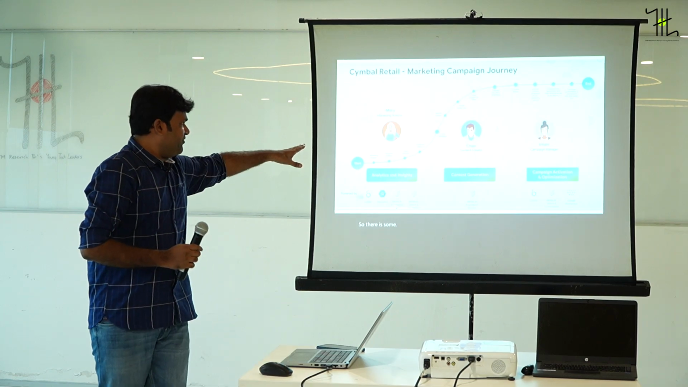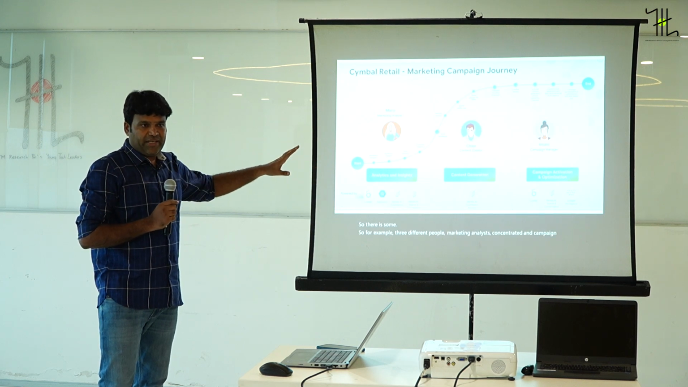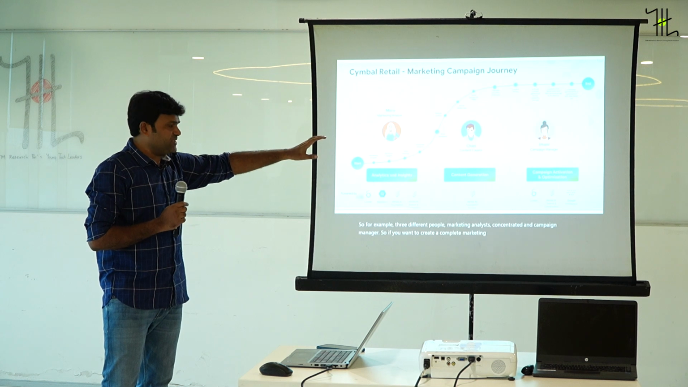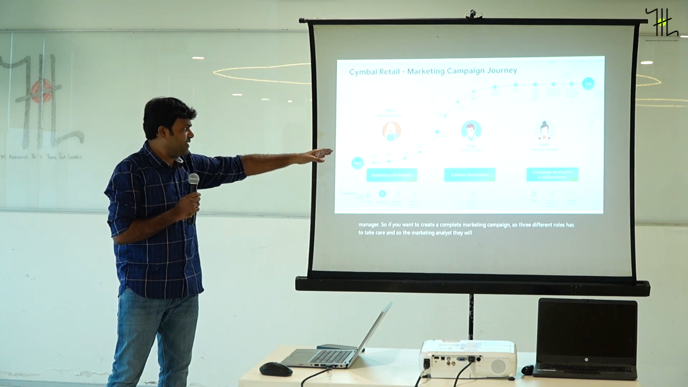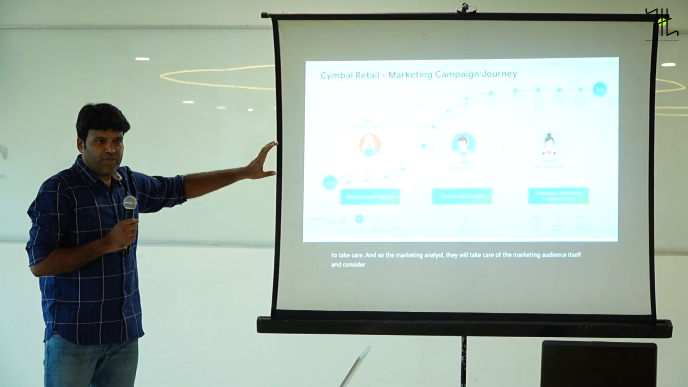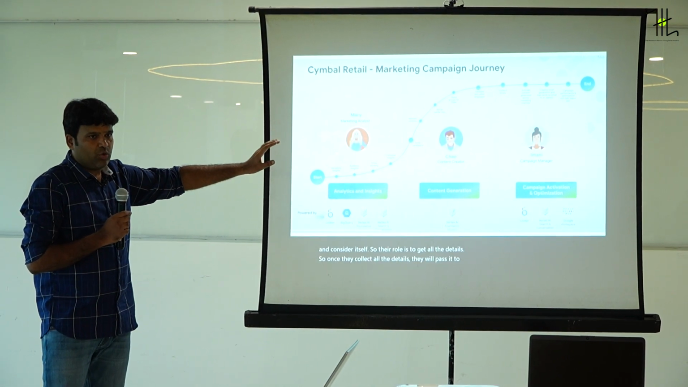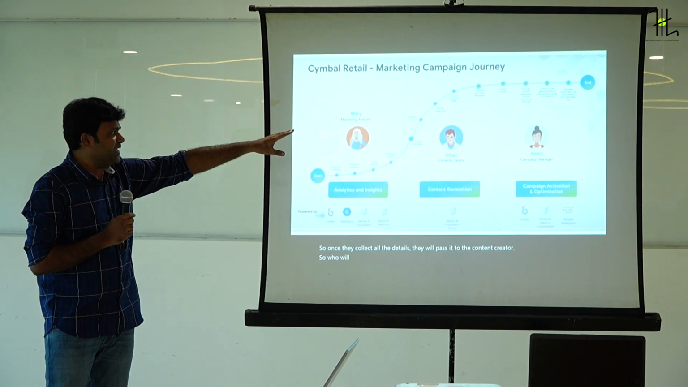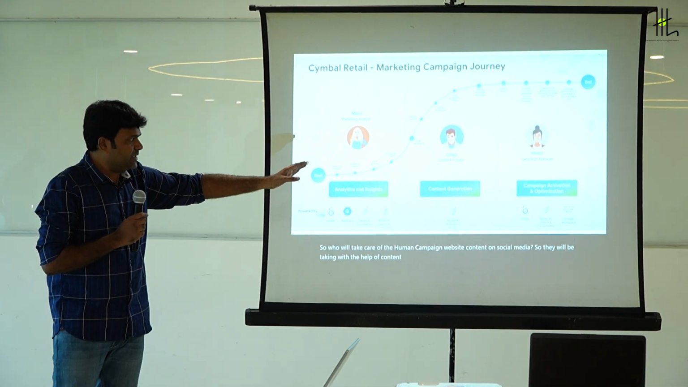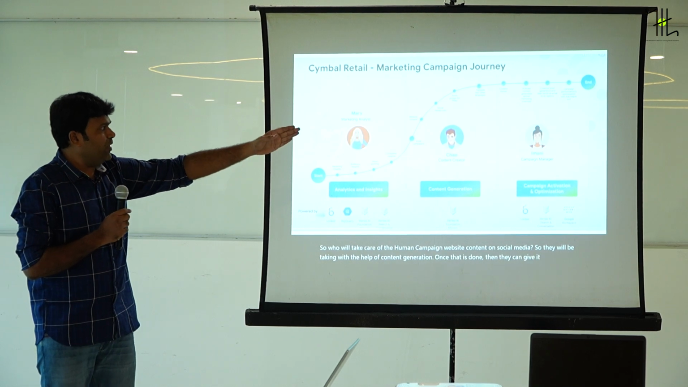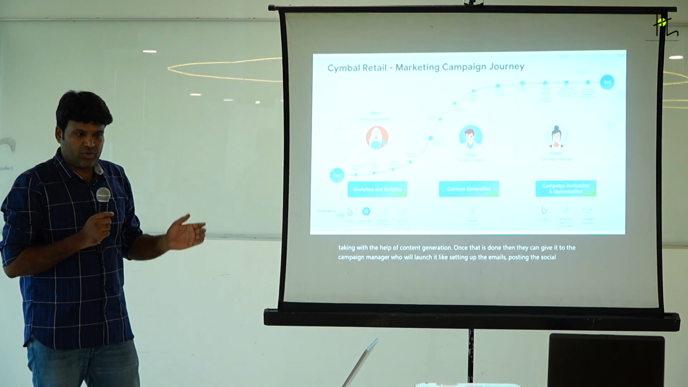So for example, 3 different people: marketing analyst, content creator and campaign manager. If you want to create a complete marketing campaign, 3 different roles have to take care. The marketing analyst will take care of the marketing insights, audience insight, and consumer insight. Their role is to get all the details. Once they collect all the details, they will pass it to the content creator, who will take care of the email campaign, website content, and social media, with the help of content generation. Once that is done, they can give it to the campaign manager who will launch it, like sending out the emails and posting the content on social media. So that they can do.